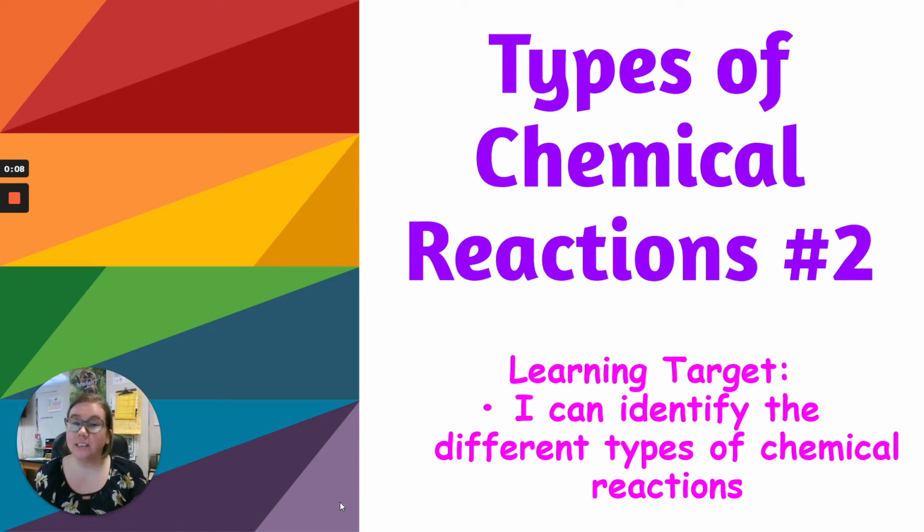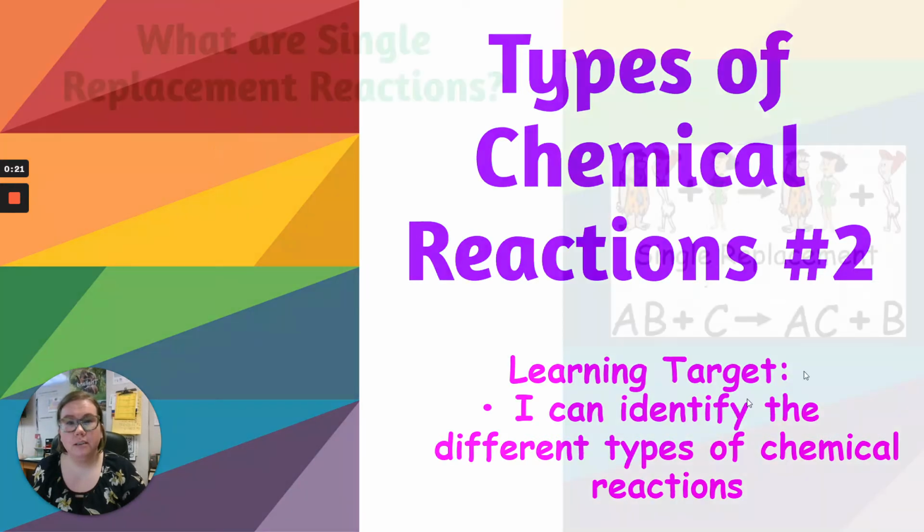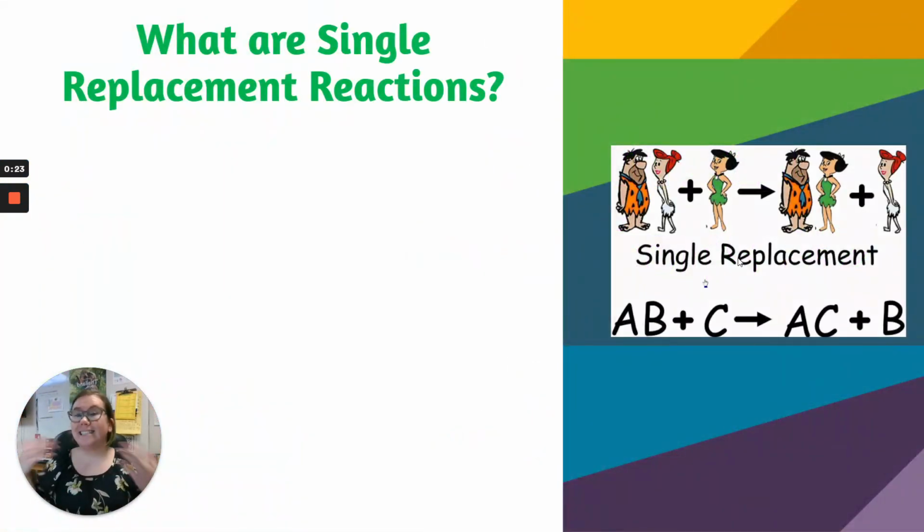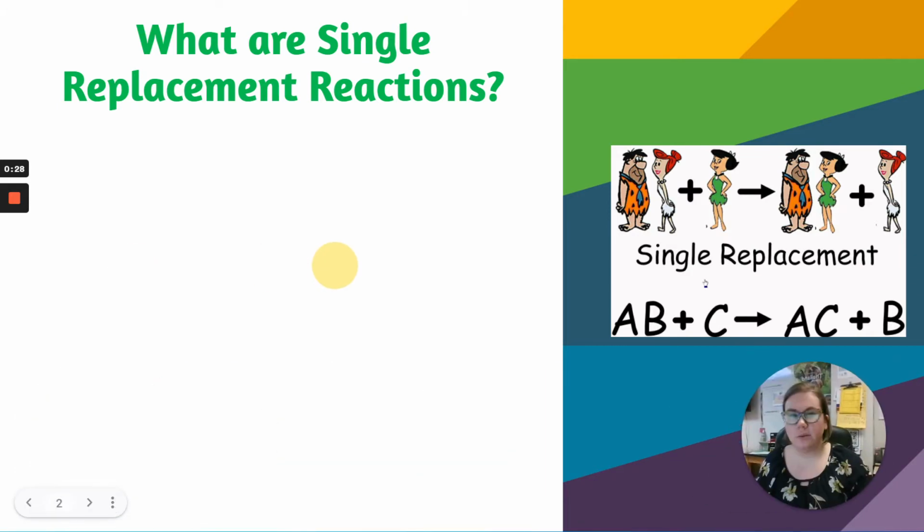Again, our objective is to identify the different types of chemical reactions. If you have not already watched part 1, please make sure that you go do that first. That'll make a little bit more sense if you have watched part 1 first. So first of all, what are single replacement reactions? We're going to talk about the different replacements, starting with single here.